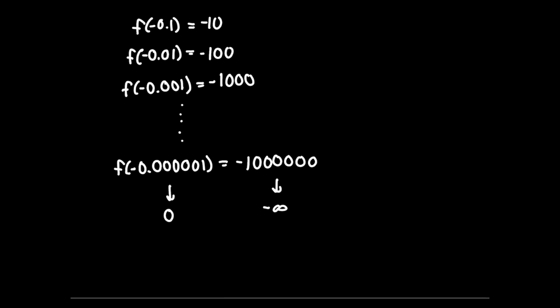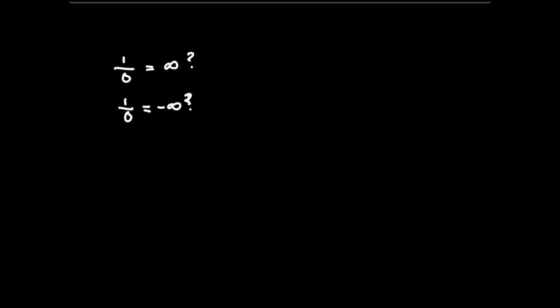Wait, but earlier, we showed how getting closer to 0 from the positive side results in getting closer to positive infinity. So which is it? Does 1 divided by 0 equal positive infinity? Or does it equal -infinity? The truth is, it equals neither. In fact, it doesn't equal anything.